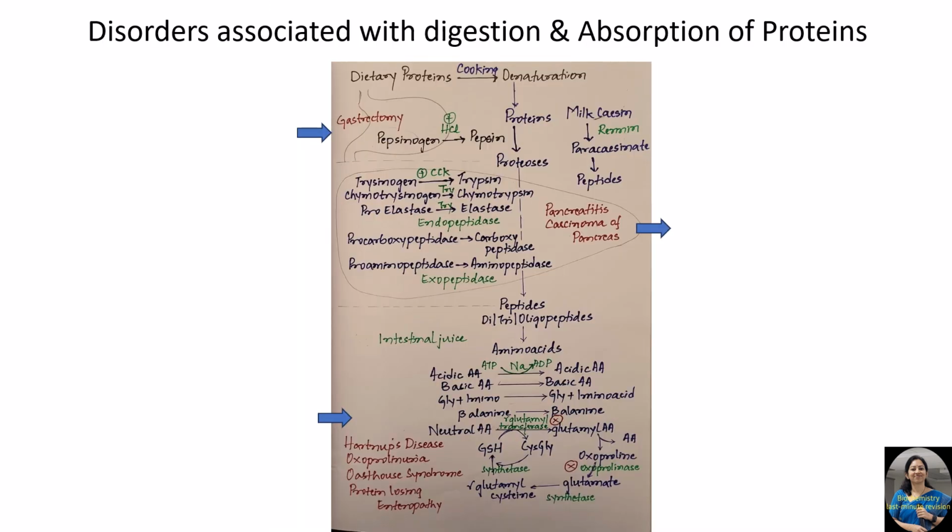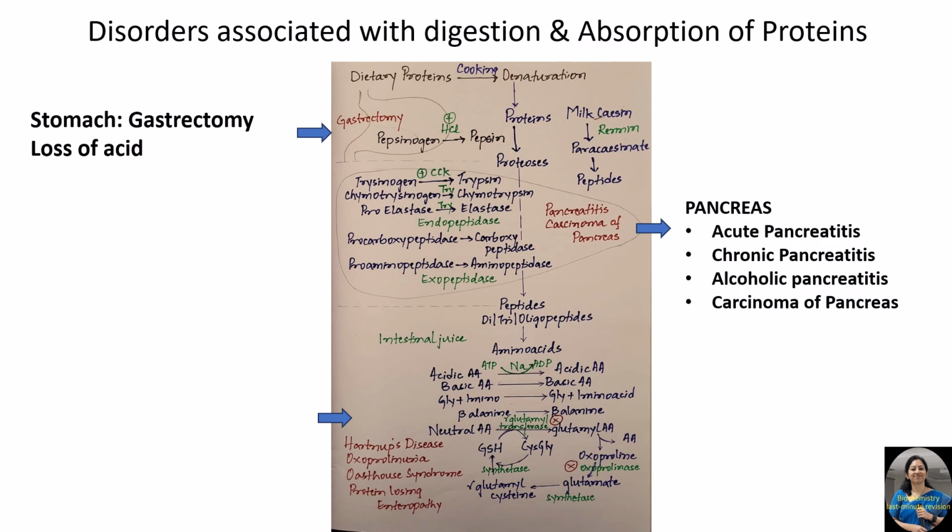So coming to disorders associated with digestion and absorption of proteins. Wherever there is achlorhydria, that is loss of acid or decreased acid production, or if the patient has undergone gastrectomy, partial gastrectomy, removal of part of the stomach, what happens? There is no HCl, there is no stimulation of conversion of pepsinogen to pepsin, so there is impaired digestion of proteins.